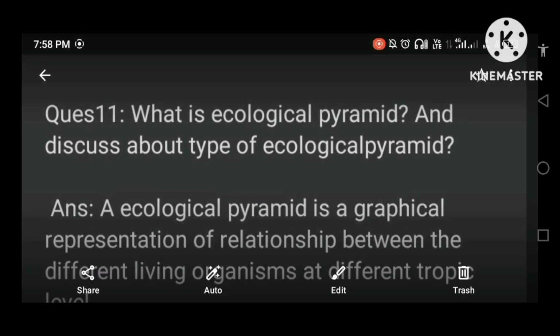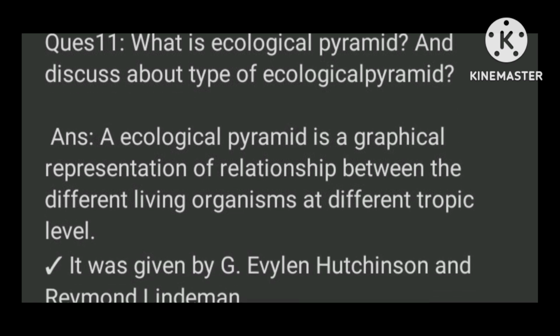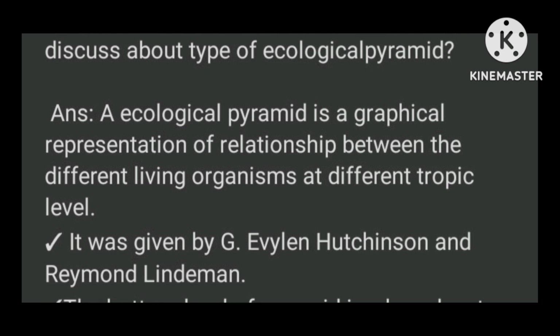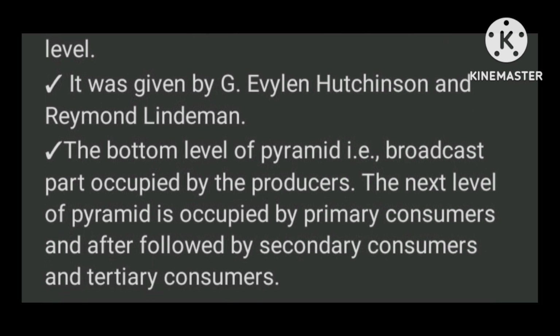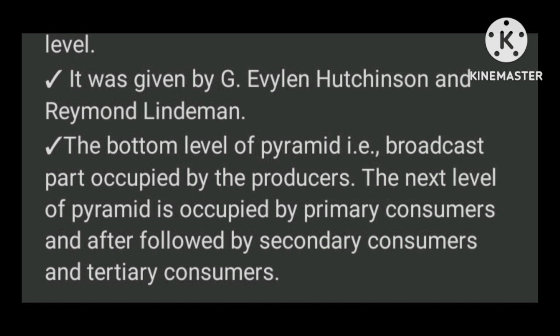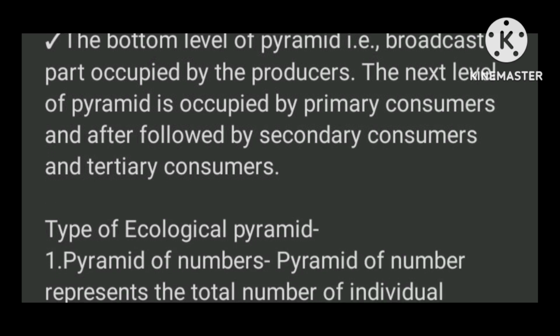Question number 11. What is an ecological pyramid, and discuss types of ecological pyramid. Answer. An ecological pyramid is a graphical representation of the relationship between the different living organisms at different trophic levels. It was given by G. Evelyn Hutchinson and Raymond Lindeman. The bottom level of the pyramid, i.e., the broadest part, is occupied by the producers. The next level is occupied by primary consumers, followed by secondary consumers and tertiary consumers.